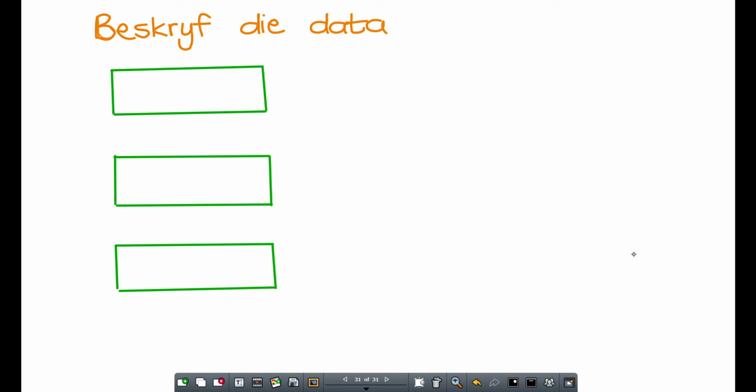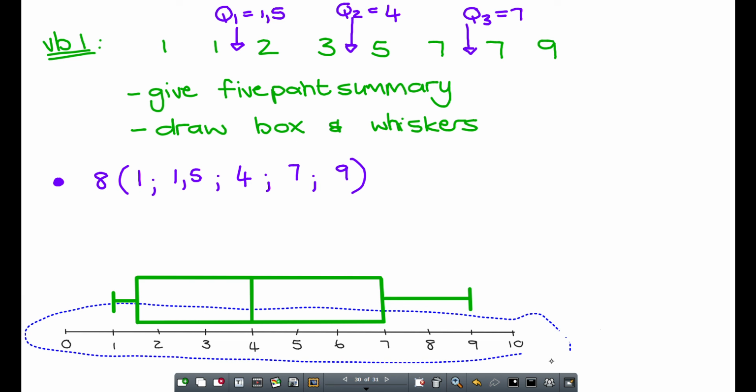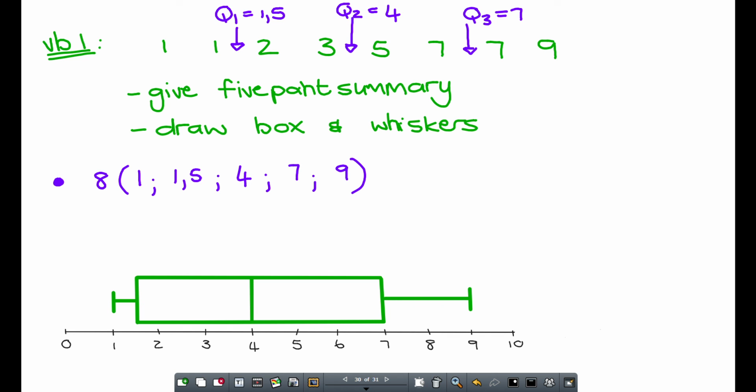Kom ek maak net gou vir jou oop. Kyk gou daar. That is how yours should look like. 5-point summary over here should be, excuse, 5-point summary. Jy moet hê 8, want daar was 8 data entries. Then minimum is 1. Q1 was 1.5. Q2 is 4. Q3 is 7. And maximum was 9. En dan het jy vir my jou getallelyn getrek met jou box and whiskers, né?